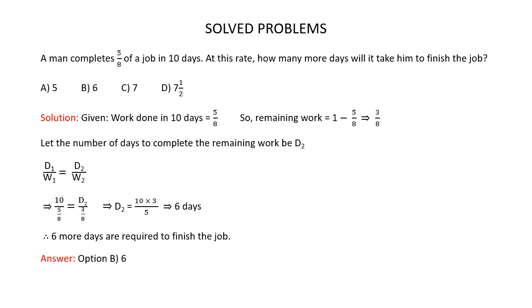Substituting all these values in the formula, we get 10 divided by 5 by 8 is equal to D2 divided by 3 by 8. This 8 and 8 gets cancelled. On cross multiplication, we get D2 is equal to 10 multiplied by 3 divided by 5, which is 6 days. So 6 more days are required to finish the job. The correct answer is option B, 6.